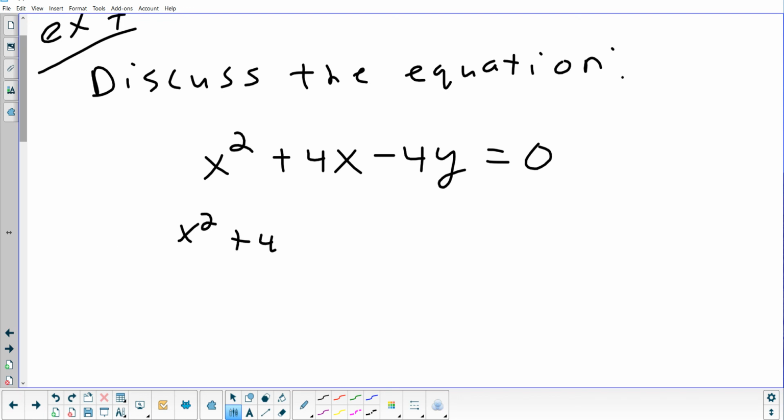Add. Okay. Now, there is only one term in a parabola that's squared. So you don't complete the square for the y value in this problem. The y value is not squared. You complete the square for the x value.